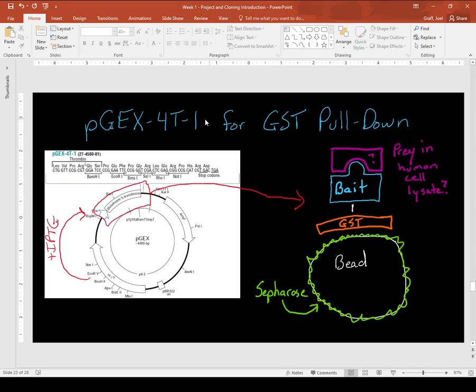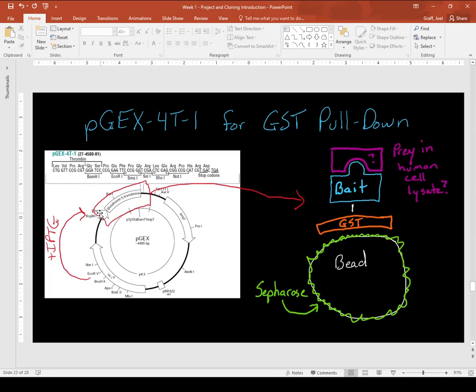A somewhat similar type of assay is called a GST pulldown, but this time we're not making use of antibodies to pull the bait protein out of the solution. Instead, we have some beads that are coated with a particular substance that a protein called GST will stick to. GST is glutathione S-transferase. I believe the substance on the surface of the bead is called Sepharose, and this portion of the GST protein will stick to the beads.